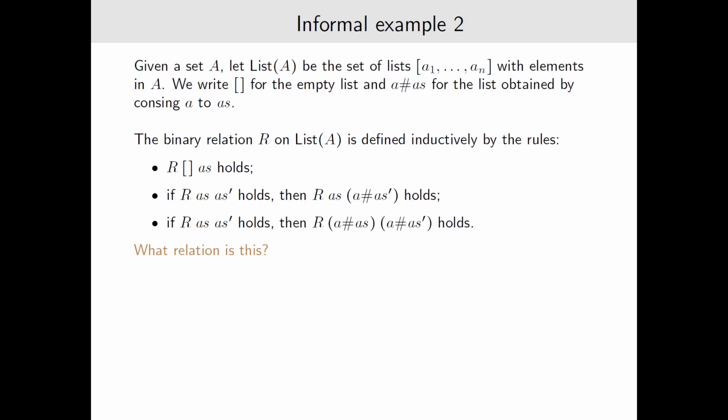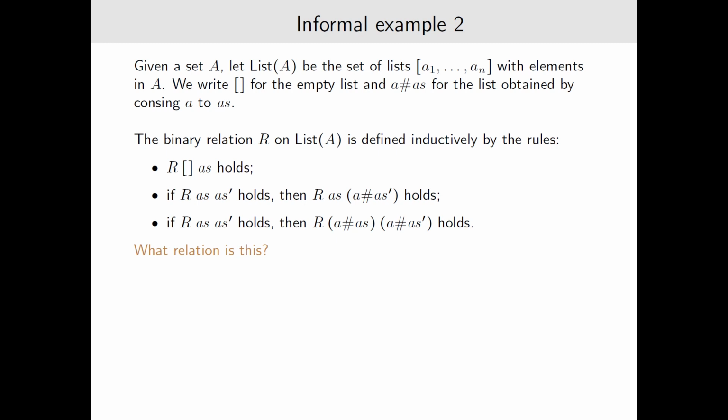Okay, so let's consider another example. We have lists over a set A. We have the usual notations for lists, the cons and the empty list, and so on. We define this binary relation on lists inductively by some rules, and I thought it was a typo, but it's not. So we have three rules, right? R of empty and the list S holds. Then we have two more rules. One of them allows us to cons an element on the right. And the other one allows us to cons the same element on both the left and the right.